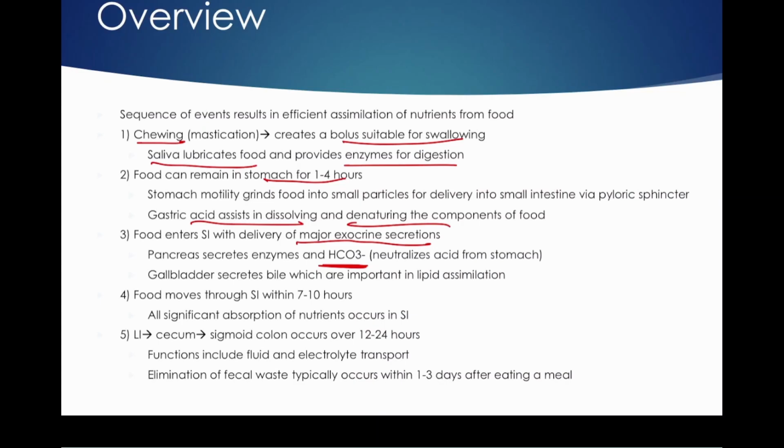Gallbladder secretes bile, which is important for lipid assimilation. You ever try and mix oil and water? Does it work? No. What do you need in order to mix the two? An emulsifier. Who likes to cook? What is the emulsifier that we use in cooking? Egg. Egg will emulsify the water and the protein to allow it to mix together. That's how you get mayonnaise. If you're wondering how mayonnaise is made, that's what it is.